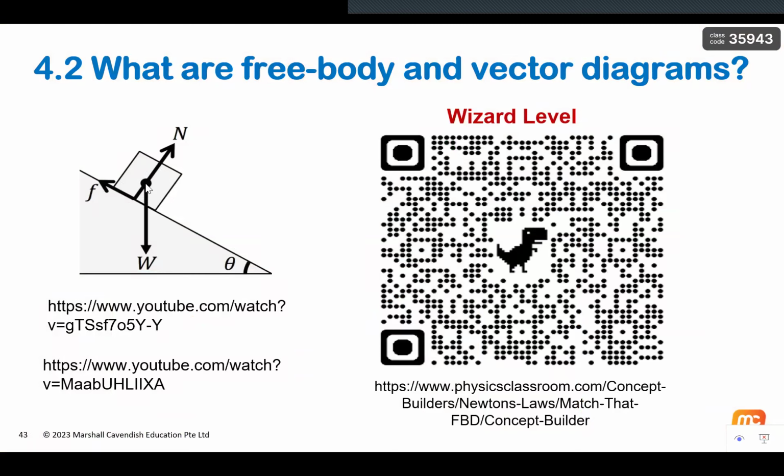Naturally, from the center of the box, I will have a weight vertically downwards. And then since the box is touching the slope, I have a contact force upwards that looks like this. And then as the box slides down the slope, I will have a frictional force backwards, which is going upwards like this along the surface. So these are the three forces acting on a box that is on a slide.